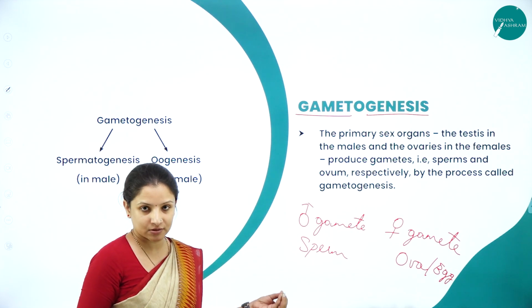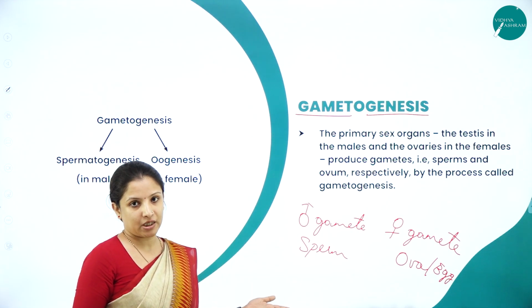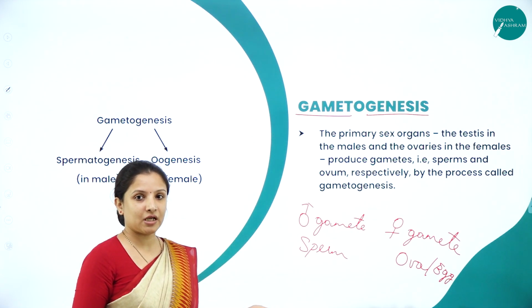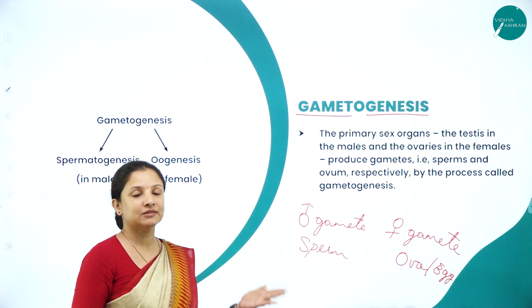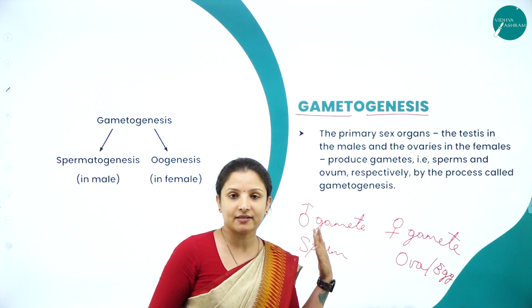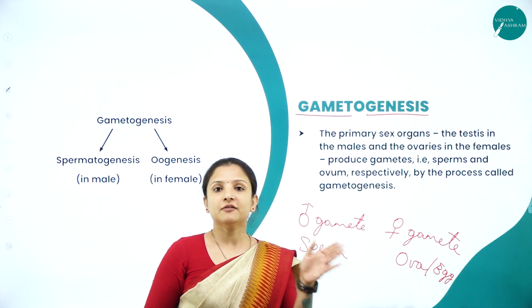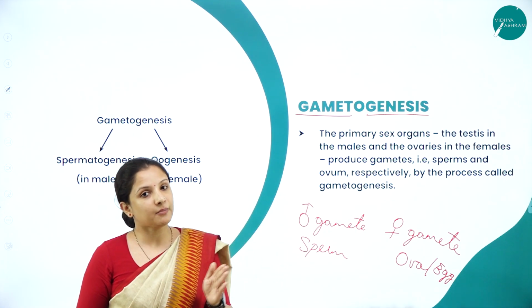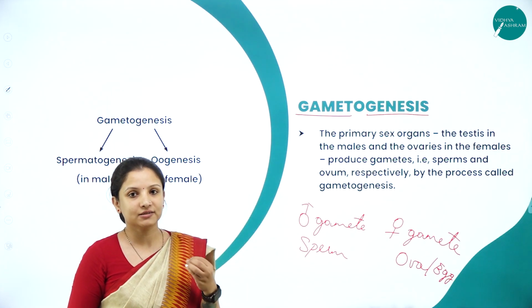So here, what is being formed? The gametes are being formed. What are the gametes that are being formed? In the male reproductive system, the male gamete, that is the sperm, is being formed. And in the female reproductive system, the female gamete, that is the ova, is being formed.